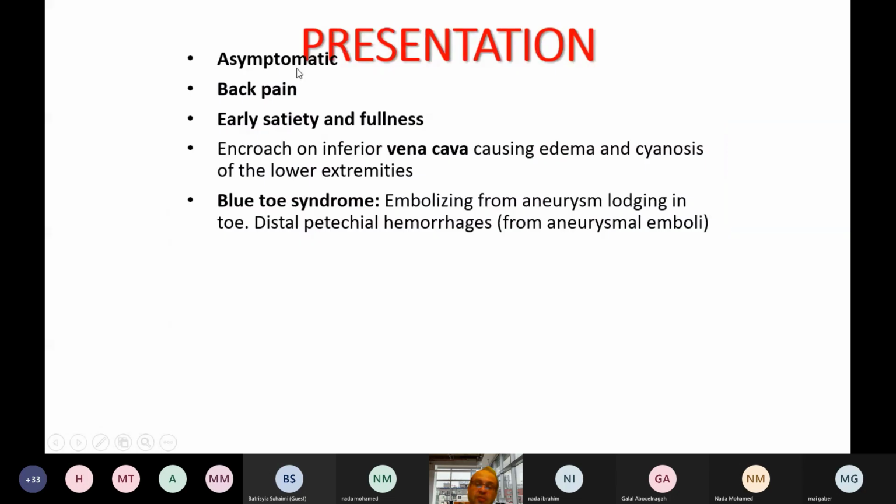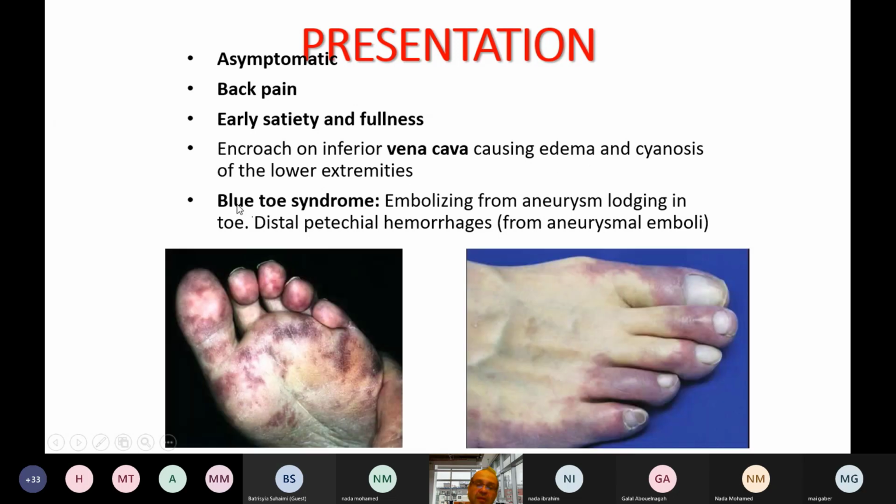The presentation of the aneurysm could be asymptomatic, could be a space-occupying lesion causing early satiety and a feeling of fullness, or there may be compression of the surrounding structures causing back pain, or compression of the vena cava causing lower limb edema, or we may have what is called blue toe syndrome. What is blue toe syndrome? The aneurysm is dilated, there is turbulence of blood and formation of thrombus inside the aneurysm, so part of the thrombus will detach and cause distal embolization, and the patient may suffer from what is called blue toe syndrome.